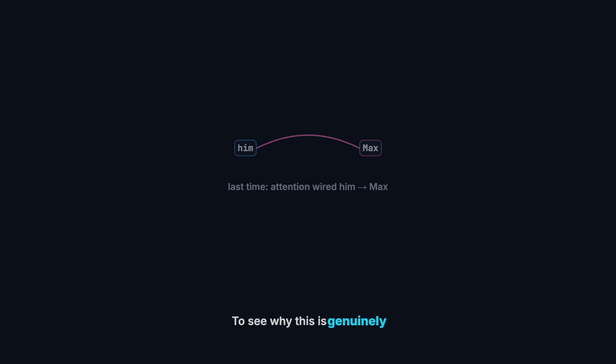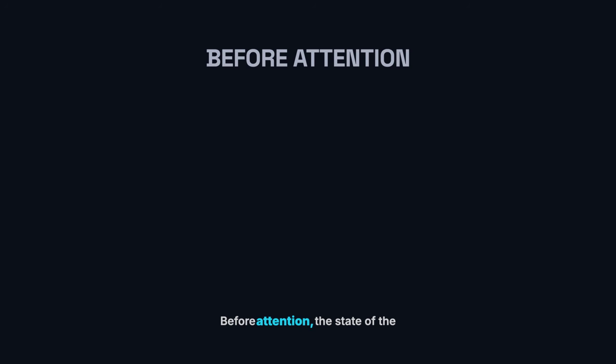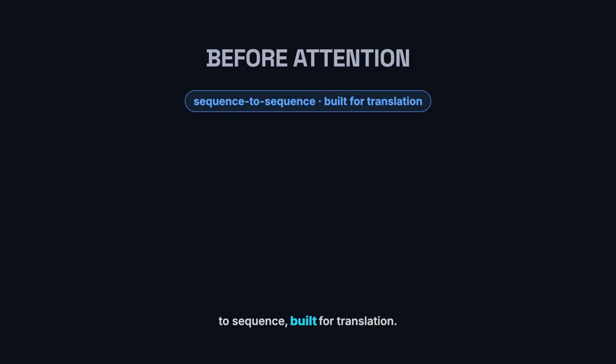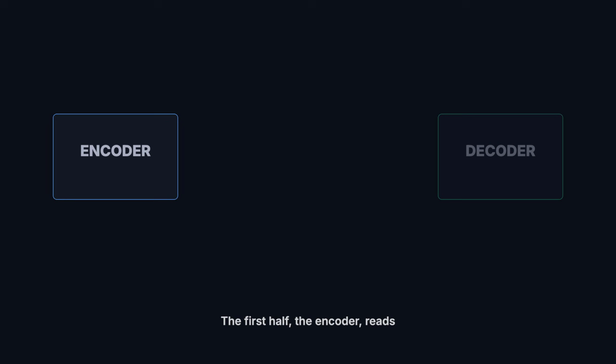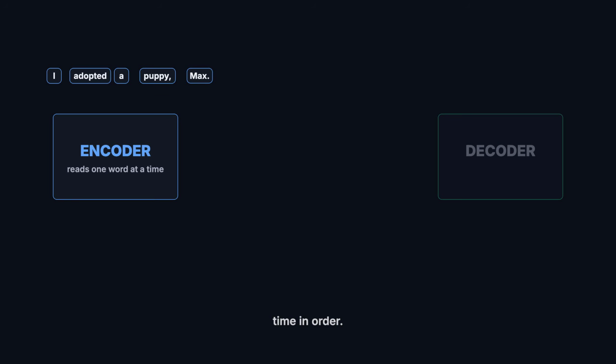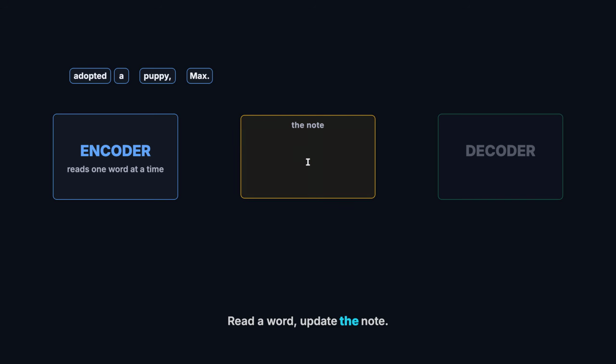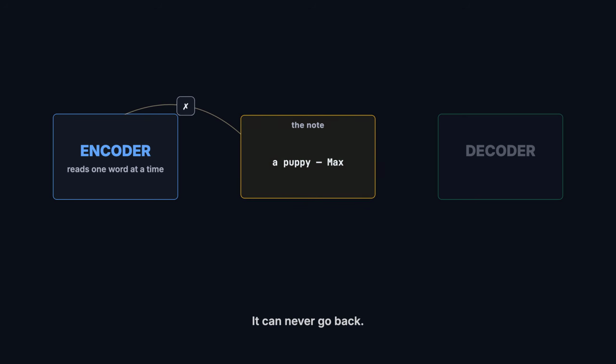To see why this is genuinely hard, look at how machines handled it before. Before attention, the state-of-the-art was a system called sequence-to-sequence, built for translation. It worked in two halves. The first half, the encoder, reads your sentence one word at a time, in order. And as it reads, it keeps a single running summary, one sticky note. Read a word, update the note. Read the next, update it again. It can never go back. That note is all it gets to keep.